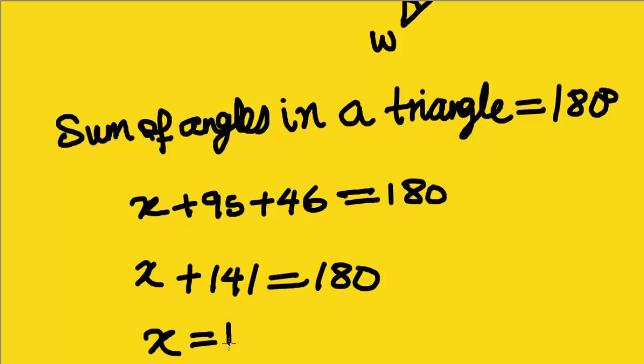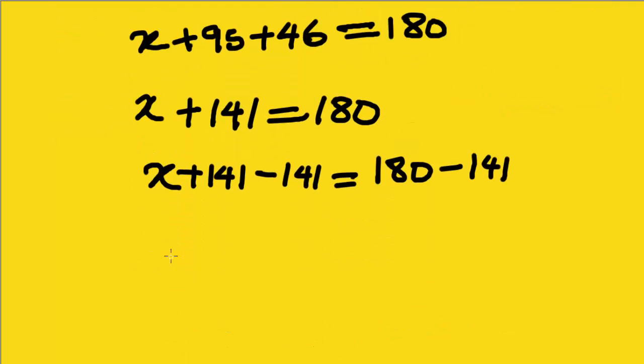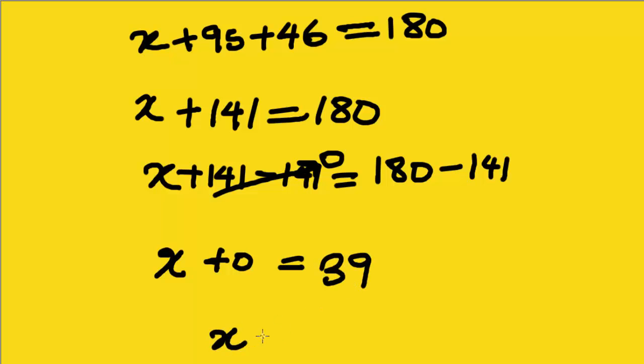Therefore, making X the subject of the formula, I'm subtracting 141 from both sides. Let me go step by step. I'm subtracting 141 from both sides, because I do the same thing to the left hand side as I do to the right hand side when I'm dealing with equations. Simplifying this gives that 141 minus 141 is 0, so that goes away. So I have X plus 0 equals 180 minus 141, which is 39. So X plus 0 is X, which is equal to 39 degrees.